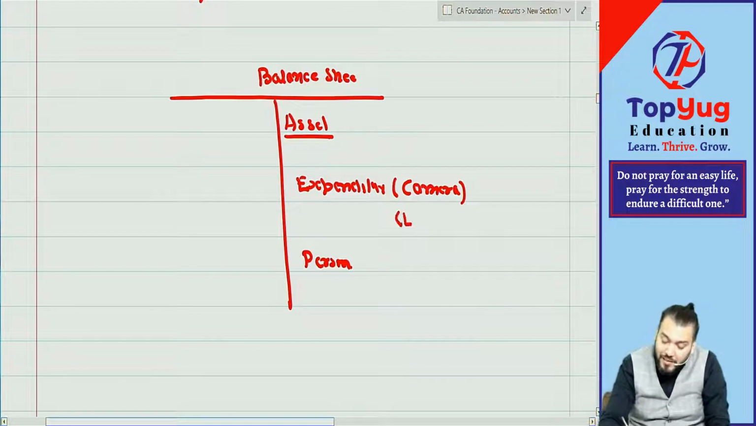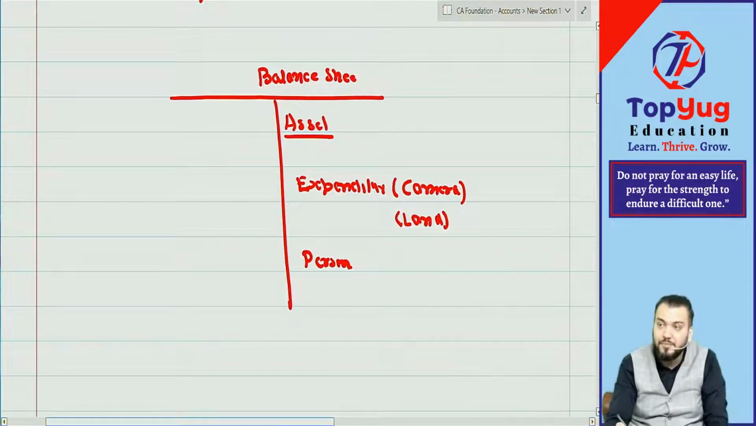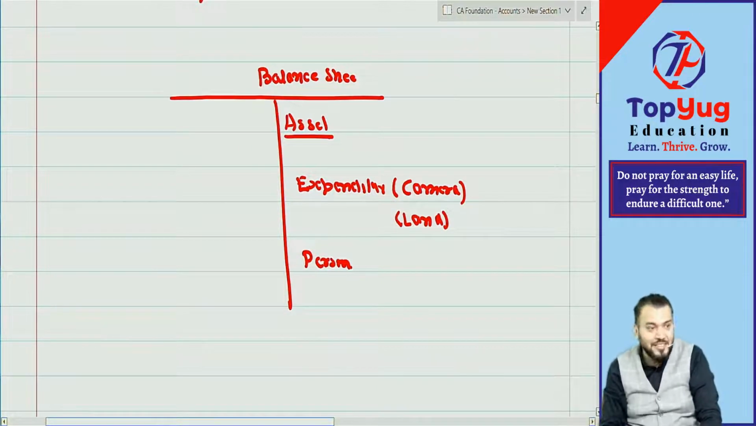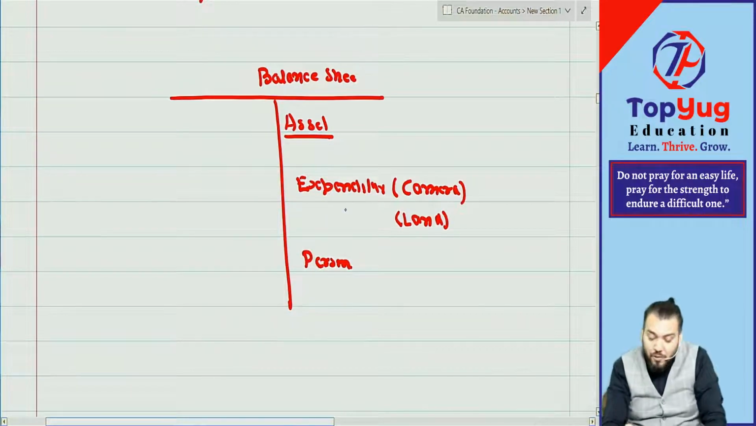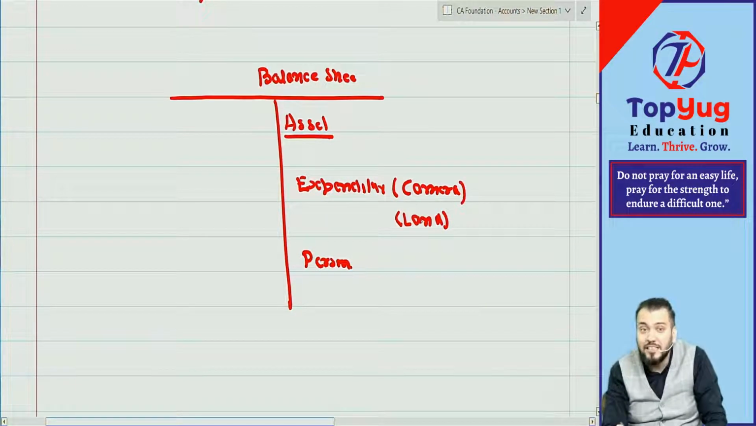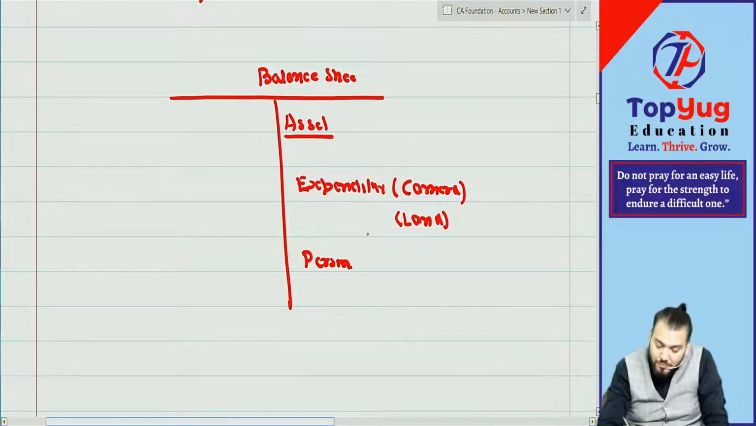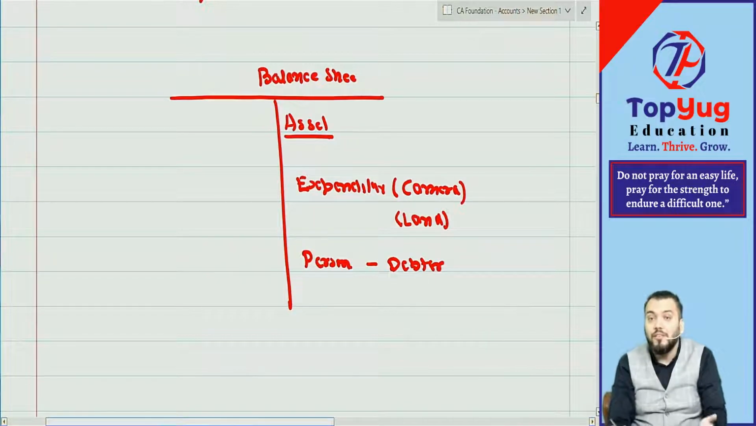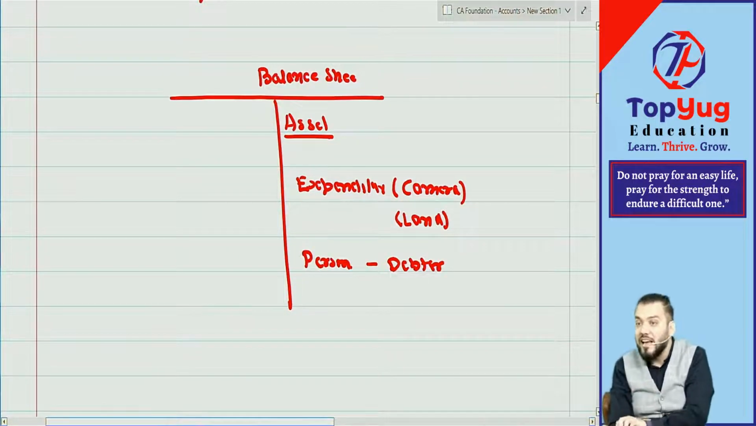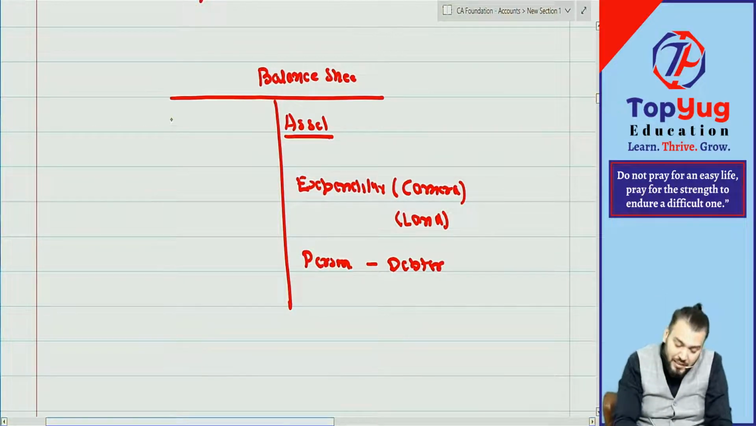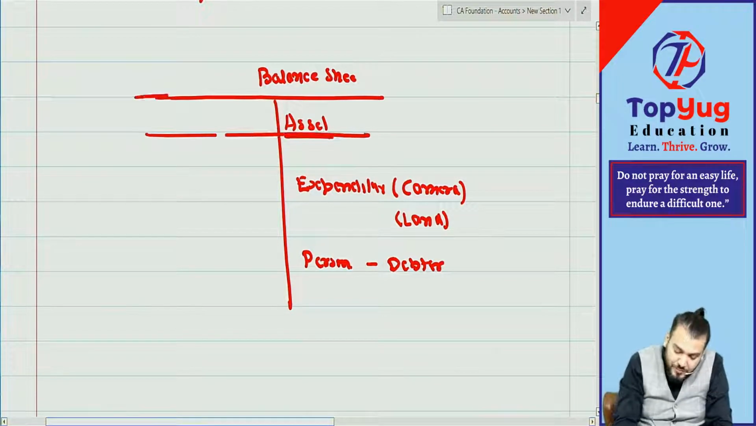For example, land. You purchase land. The benefit will be derived in future. So all such expenditure is nothing but what you know as fixed assets. So in assets we write down expenditure, as well as personal accounts. Personal account means debtor. A debtor means amount receivable from that person. Understood? Correct.